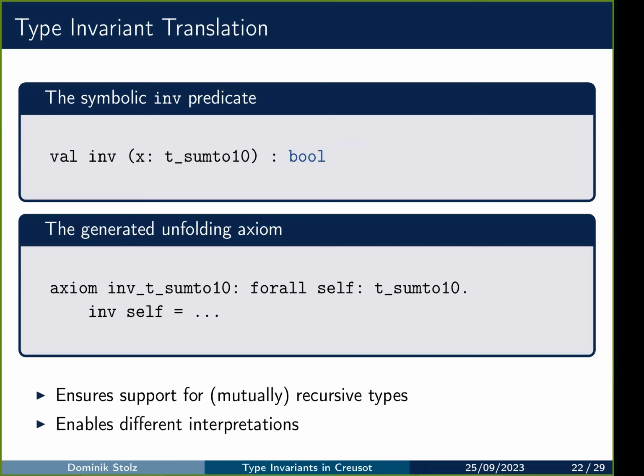And also this encoding allows us to give different interpretations of the inf symbol in different contexts. And this is useful because it allows us to leverage parametricity. So if we're in a generic context where we don't know the type of a generic type parameter, we can just assume that its invariant is trivial, is always true. And then when we instantiate the type parameter with a concrete type, we can give a different interpretation, which actually has the correct invariant for that type.